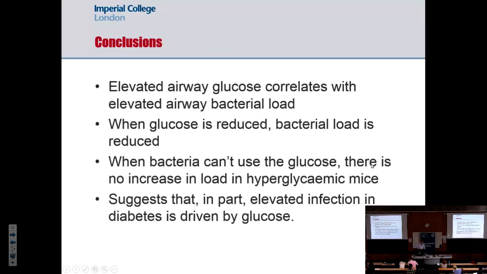So in conclusion, elevated airway glucose correlates with elevated bacterial load. When the glucose is reduced, the bacterial load is reduced. And when the bacteria can't use the glucose, there's no increase in load in the hypoglycemic mice. And this suggests that in part the elevated infection in diabetes is driven by increased glucose in the lungs.